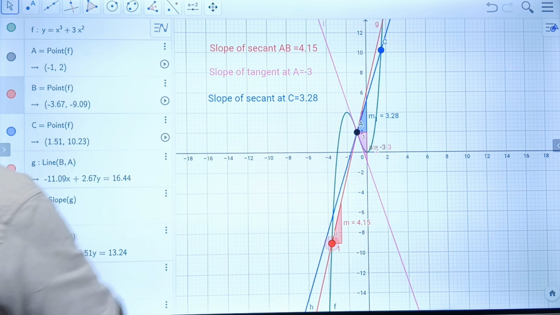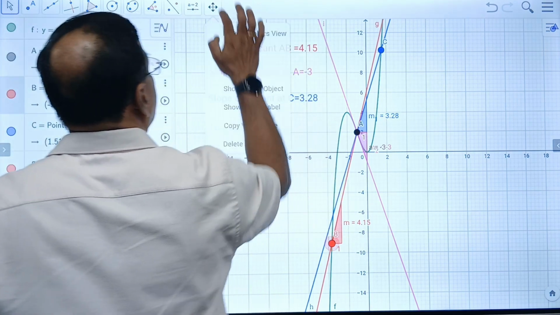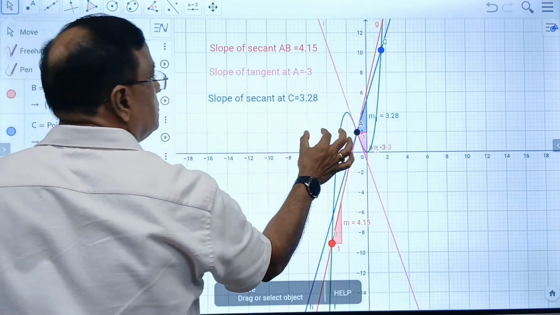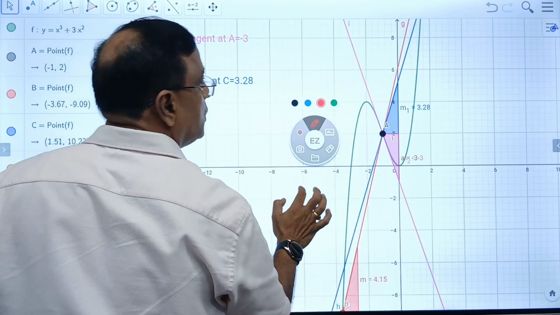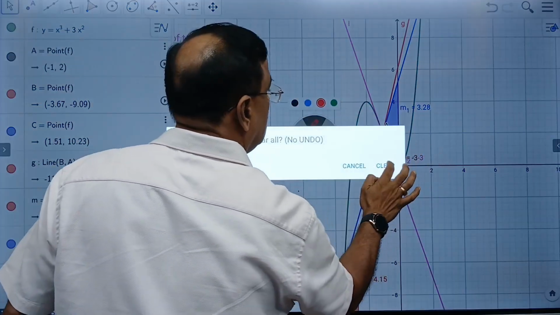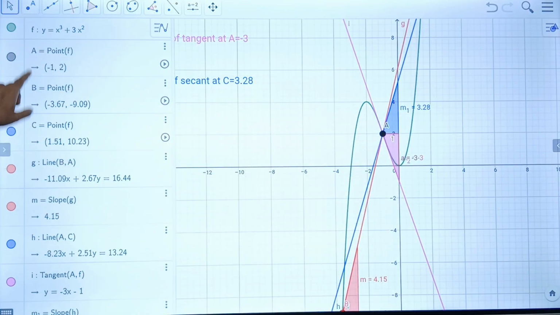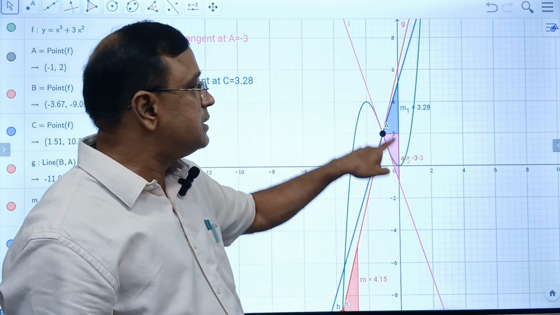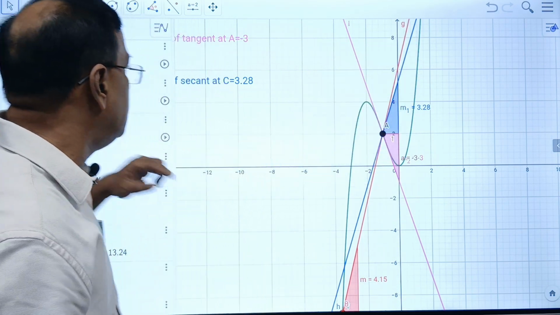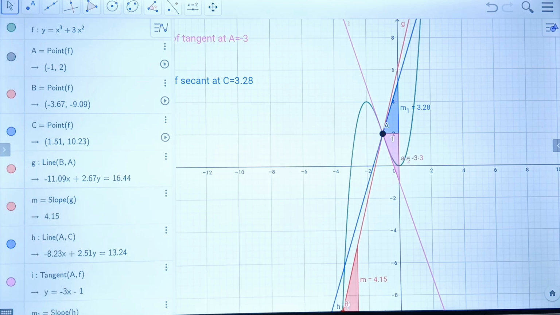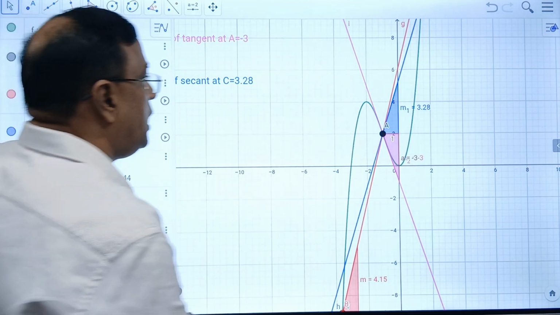Now here I have taken a function y equal to x cube plus 3x square, which represents the curve, which is represented by the green color. Now what I will do, I will choose an arbitrary point.